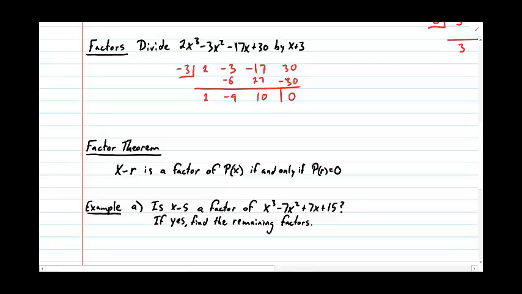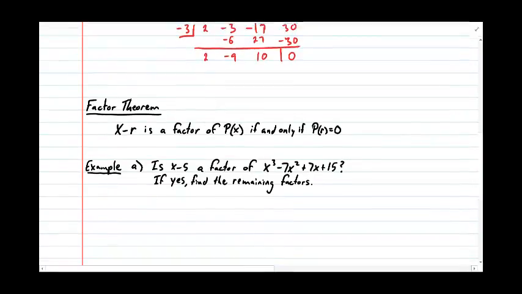And here's the key to the whole thing: what makes something a factor is that the remainder ends up being 0. It goes all the way back to long division when you were in second grade, third grade, whenever it is, and you were taught that when you get 0 as your remainder, that's a good thing. It means it's a factor.